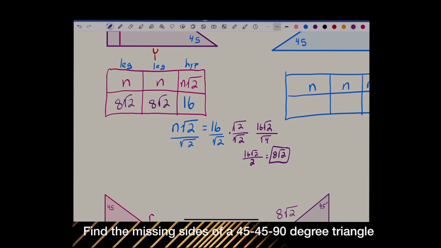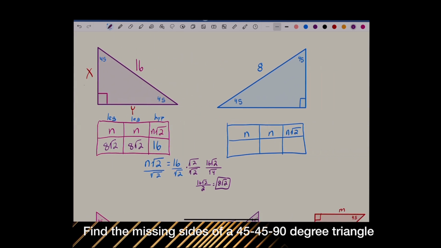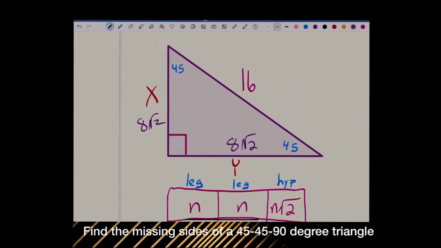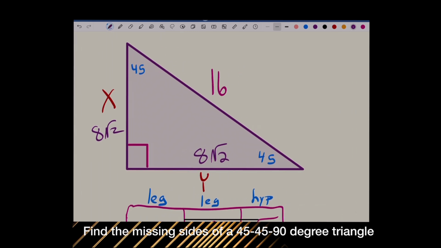Now, when you do your assignment today, you can't just fill out the table. You need to put them where they go. So this is 8 radical 2, and this is 8 radical 2. Okay, so let's look at the picture. Let's see if we can draw a conclusion so we don't have to do all this work. Just like when we went from the leg to the hypotenuse by multiplying by the square root of 2, that's all you have to do.